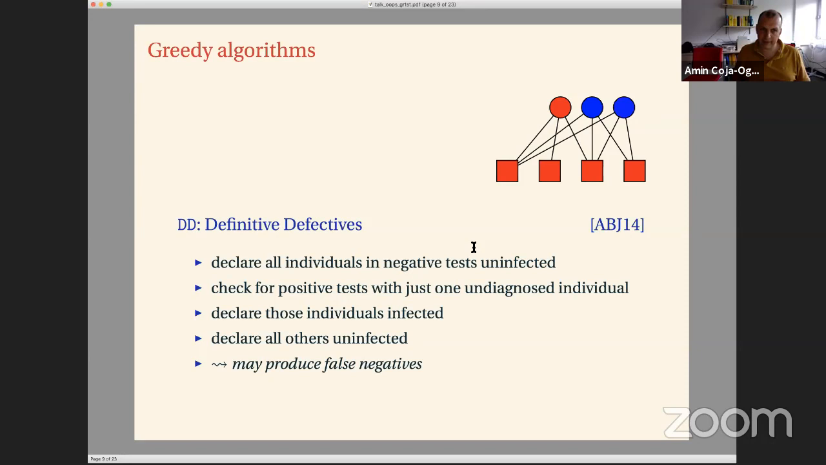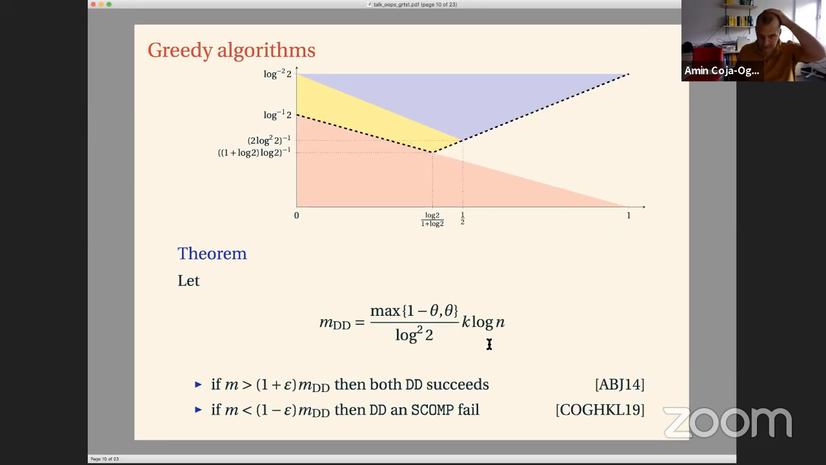Okay, so that's one greedy algorithm you could maybe try. It's maybe worth analyzing something like this. And in fact, we can analyze this greedy algorithm and other similar greedy algorithms. For example, there's a slightly enhanced version of the DD algorithm called SCOMP. And the result is that these algorithms work in this blue triangle. Here's the specific function. If you are in this blue area, so if you conduct more tests than this, your greedy algorithms will work. If you conduct fewer tests, then unfortunately, they are not going to work. So even though in exponential time on this random hypergraph test design we can identify the set of infected individuals, even in this yellow area here, these greedy algorithms will fail.